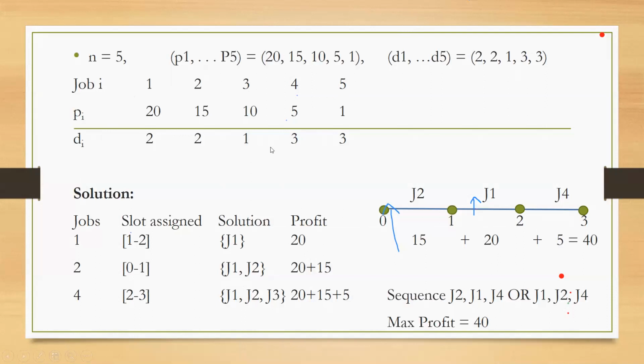Now let us start. First, identify what is the maximum deadline. The maximum deadline is 3. Since it is 3, we have to take 3 slots: 0 to 1, 1 to 2, and 2 to 3. In 3 deadlines we have to consider 3 slots.